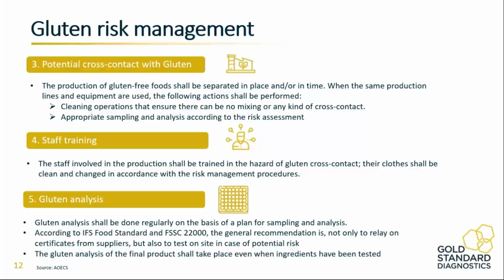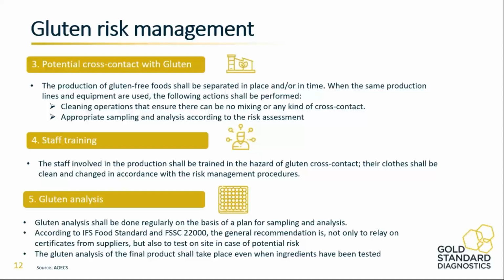And one of the most important points here for us is the gluten analysis. So gluten analysis shall be done regularly on the basis of a plan for sampling and analysis. So the general recommendation currently is that we should not only rely on certificates from suppliers, but also test on site in case of potential risk. So here again, the rapid test method performed on site for screening plays a very important role.